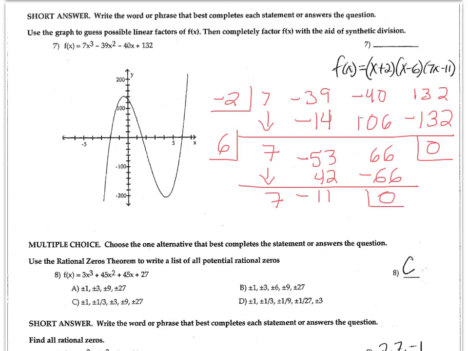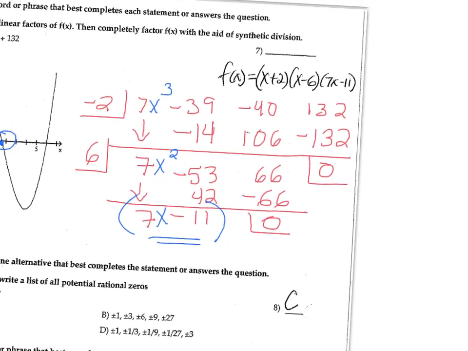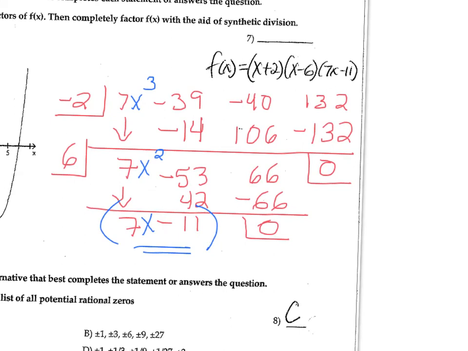Then after that, you have to go back and say, well, this is supposed to be to the third power, right? Then this is to the second power, and the last one is just x. So this is the factor that you were looking for, which is 7x minus 11, since the zero is 11/7, which is like 1 4/7. So that's what that 0 indicates. So all you have to do after you find the factor is just put it along with the other two factors. So f of x is x plus 2 times x minus 6 times 7x minus 11. And that was the answer.